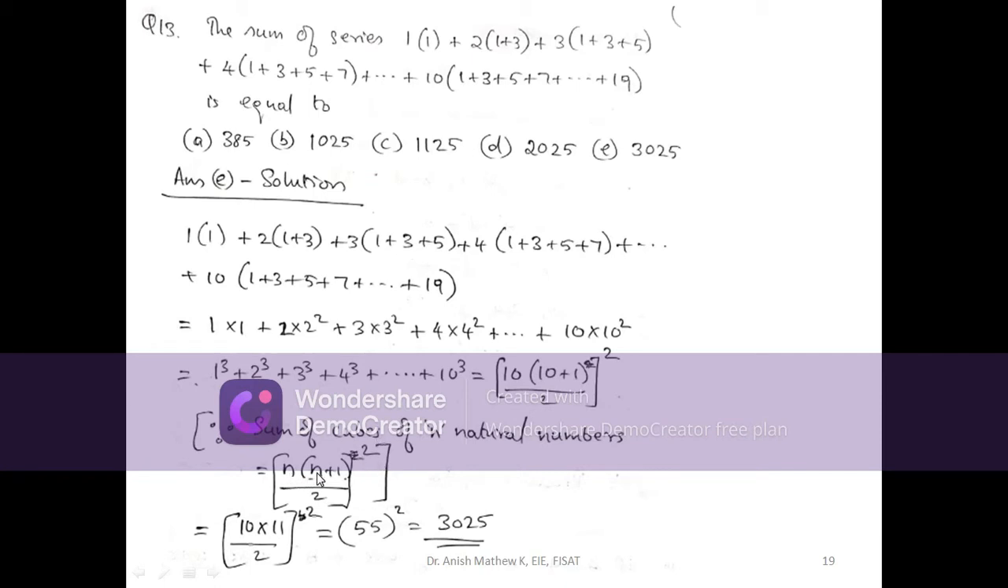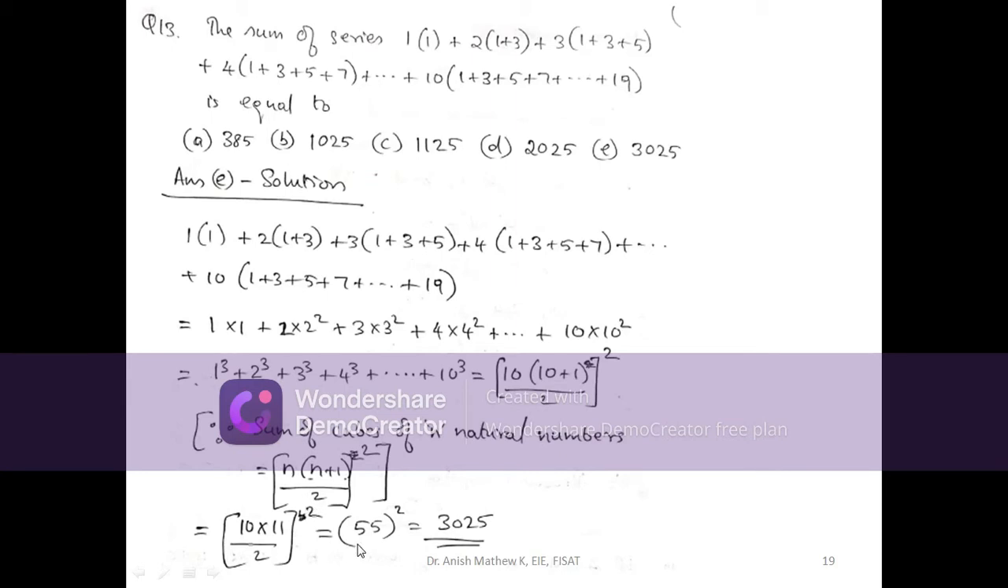The sum of cubes of the first n natural numbers equals n into n plus 1 by 2, whole square, where n is the number of terms. So 1 cube plus 2 cube plus 3 cube plus 4 cube and so on up to 10 cube would be 10 into 10 plus 1 by 2 whole square, that is 10 into 11 by 2 whole square.